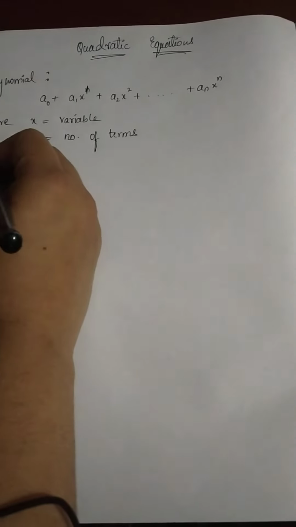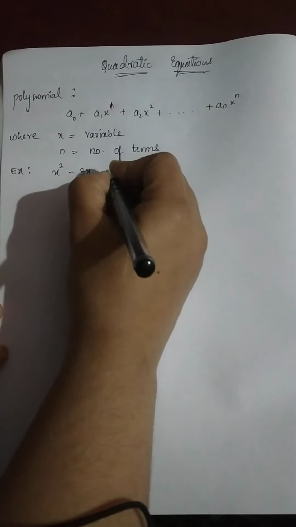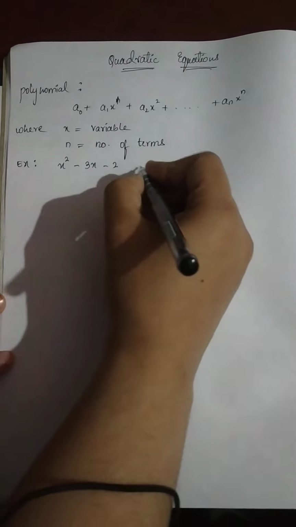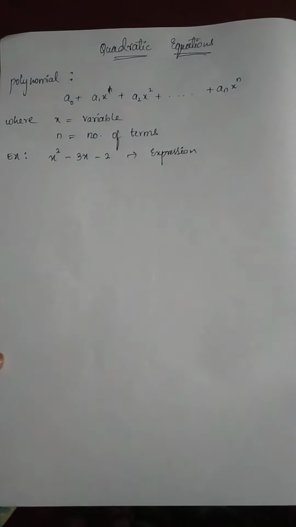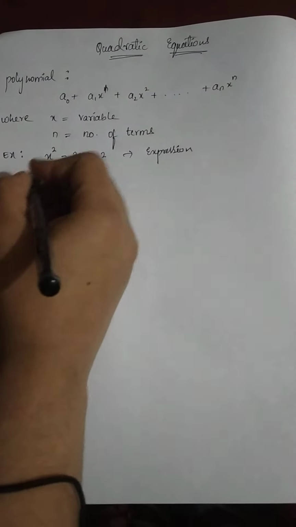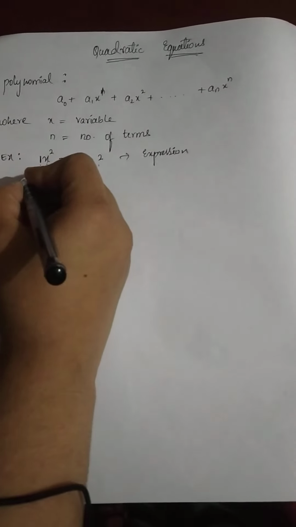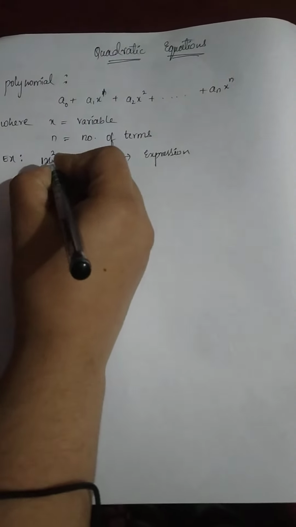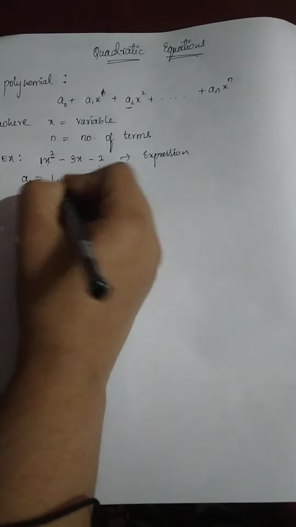So any equation, if it is in this form, let's take an example here, x square minus 3x minus 2, right? This is called an expression. There is a difference between expression and equation. We'll discuss it later. First, x square minus 3x plus 2. Here the coefficient of x square, meaning the number associated with x square, is 1. So this will be a2, as the power is 2. So here the term a2 is 1.